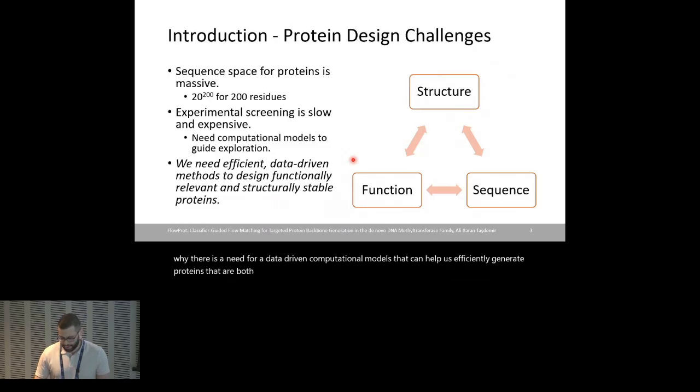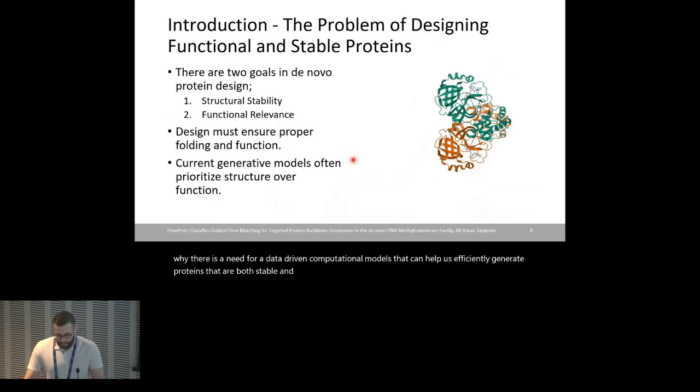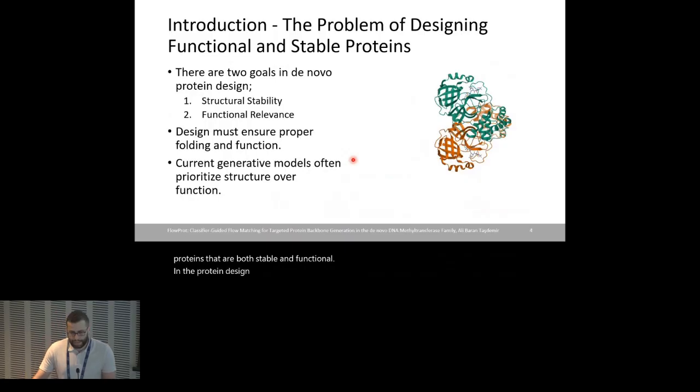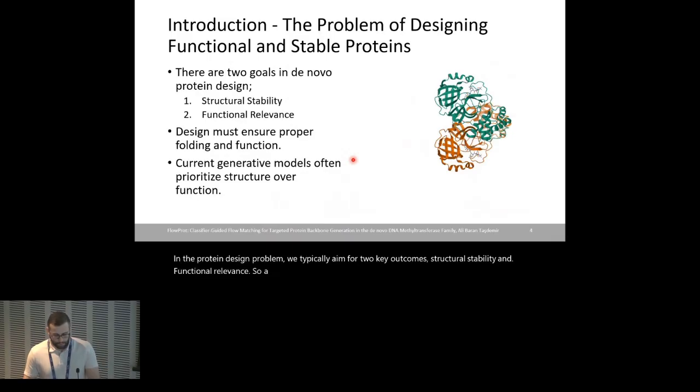In the protein design problem, we typically aim for two key outcomes: structural stability and functional relevance. So a valid design must ensure a proper folding and function. And many generative models produced today focus on the structure, but function also tends to be overlooked.